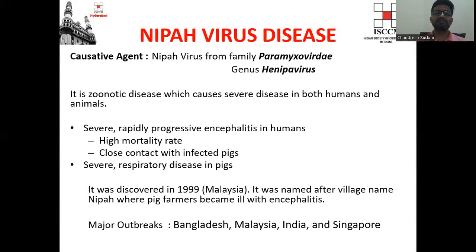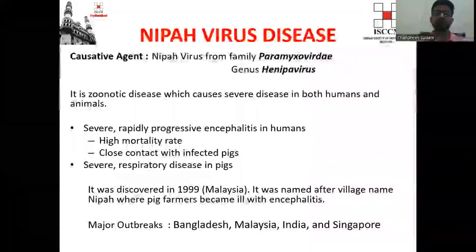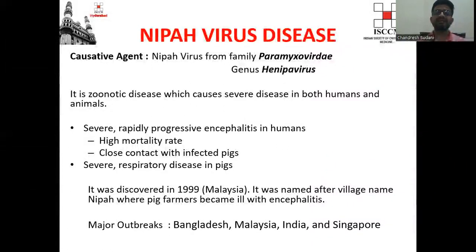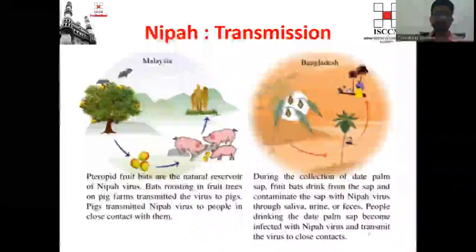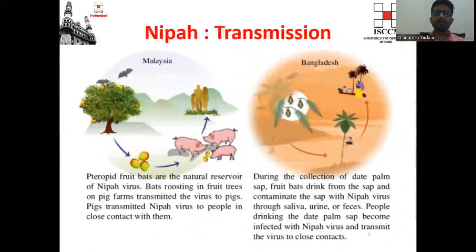If you look at the Malaysia epidemic study, it was first discovered in 1999 and named after the village of Nipah, where the pig farmers became ill with encephalitis. Similar major outbreaks happened in Bangladesh, Malaysia, India, and Singapore. The mode of transmission was different in Malaysia and Bangladesh.